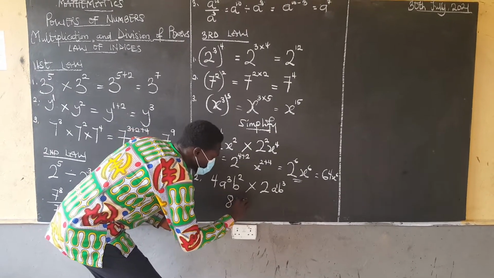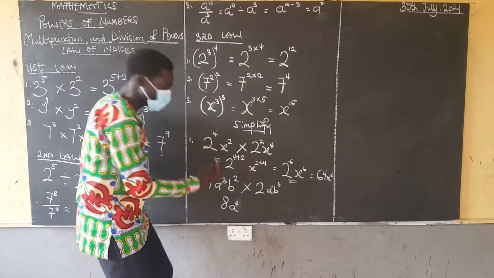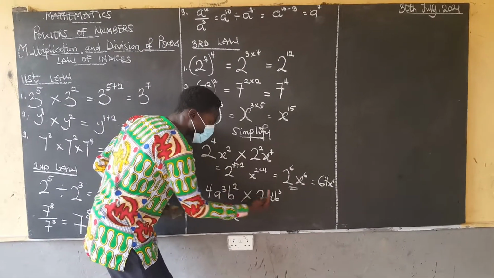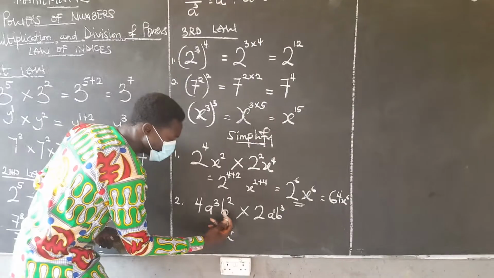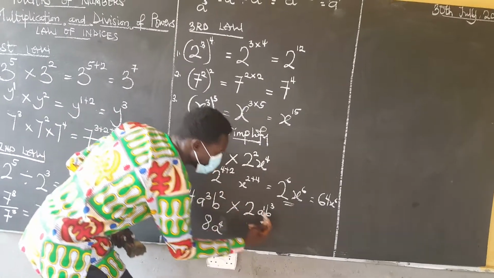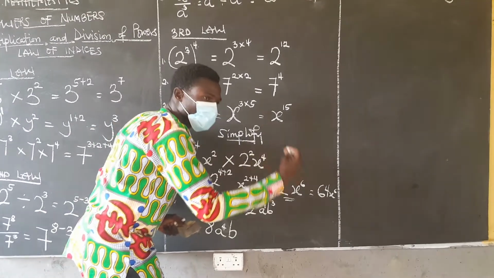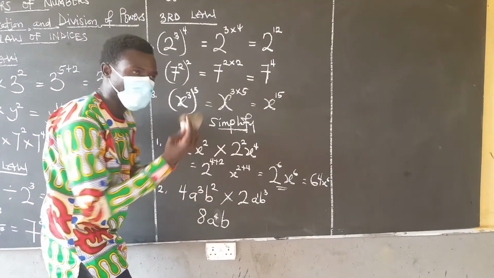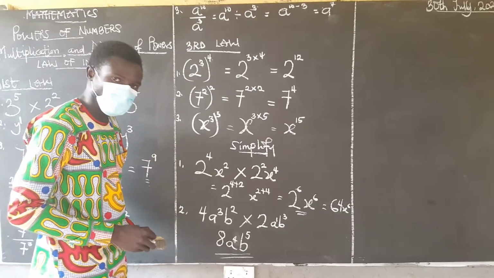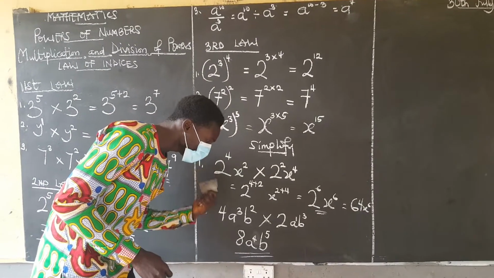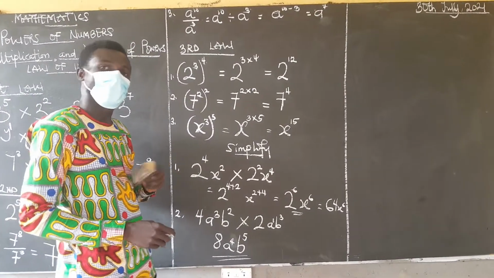So a cubed times a raised to the power 1 will give me a raised to the power 4. Why? Because I am multiplying, so I add the powers. 3 plus 1 gives me 4. Then you go to the next variable, which is b. This is b raised to the power 2 times b raised to the power 3. You are multiplying, which shows add the powers. So this will give me b raised to the power 5. So the final answer is 8a to the power 4, b to the power 5. And this is the multiplication of powers.